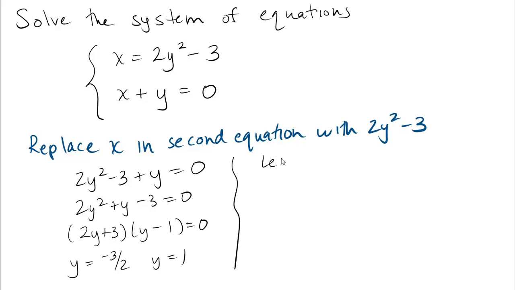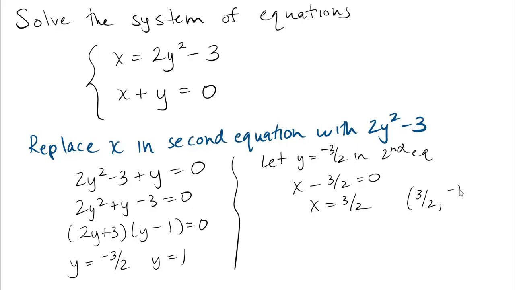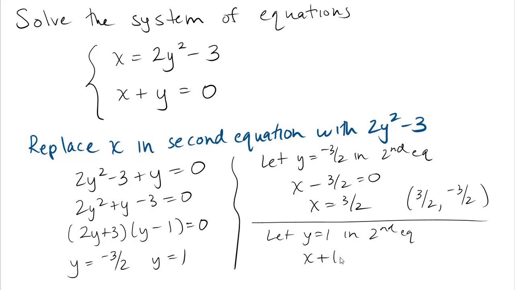So I'm going to let y equal negative 3 halves in the second equation, and I get x minus 3 halves equals 0, so that's x equals 3 halves. So one solution is the ordered pair 3 halves comma negative 3 halves. Notice the x coordinate goes first, the y coordinate goes second. I could also let y equal 1 in the second equation, and I get x plus 1 equals 0, so x equals negative 1. So the solution negative 1 comma 1 also solves the system.